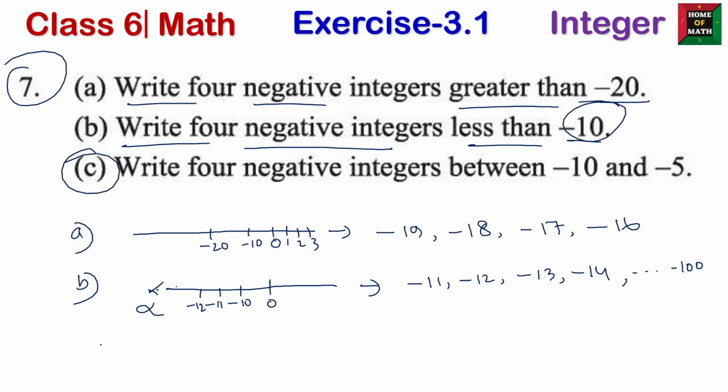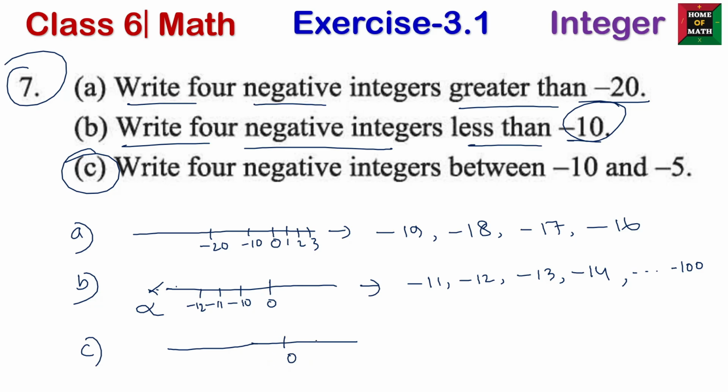Now number C, write 4 negative integers between minus 10 and minus 5. So number 6, if you know that one, this one is also easy or the same.